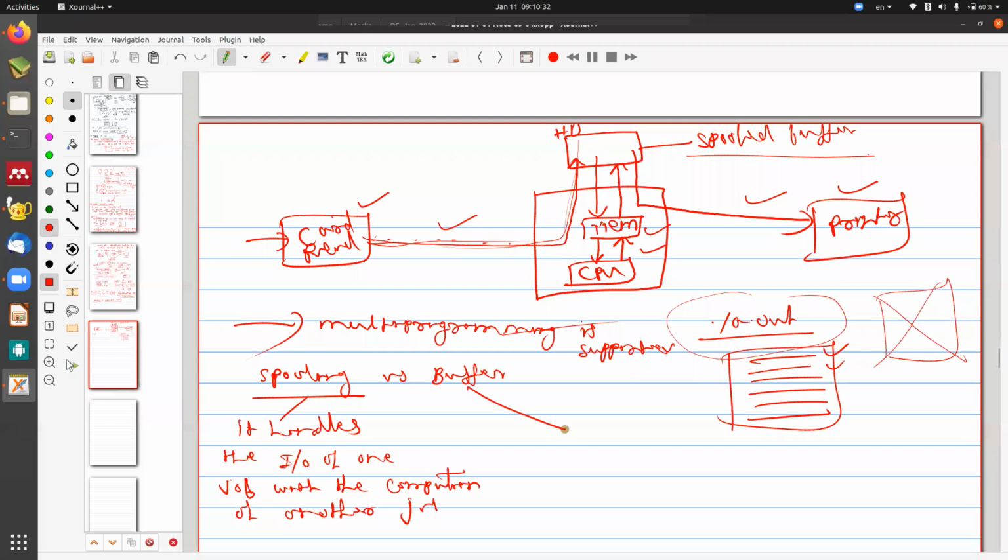But buffering is saying that both the IO and the computation belong to the same job.